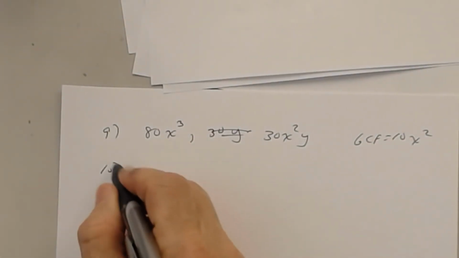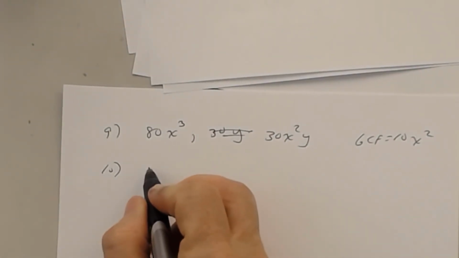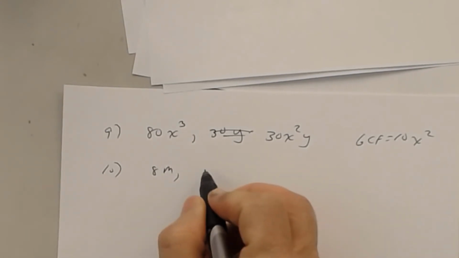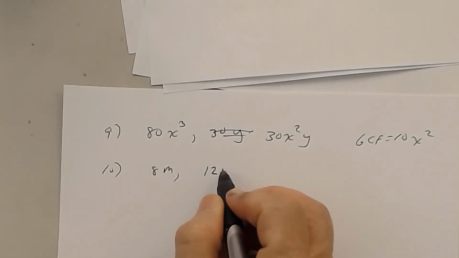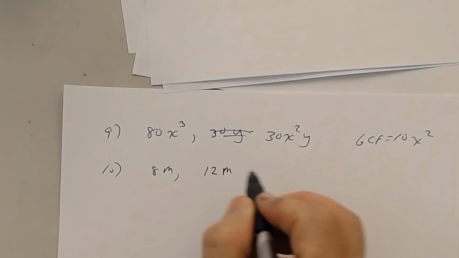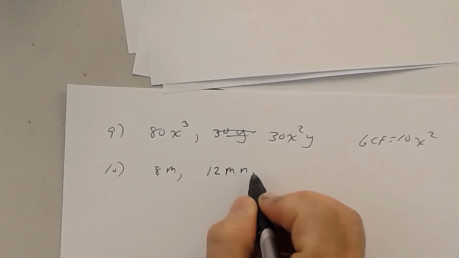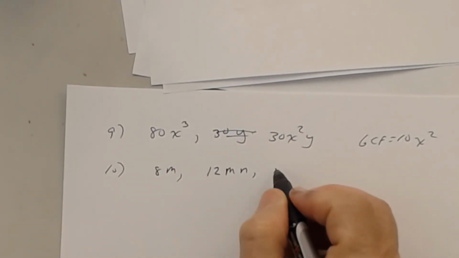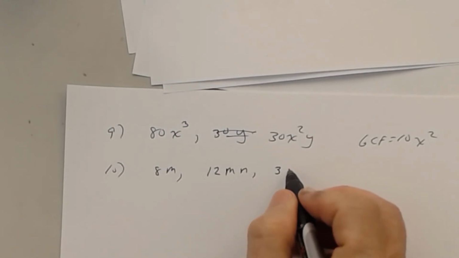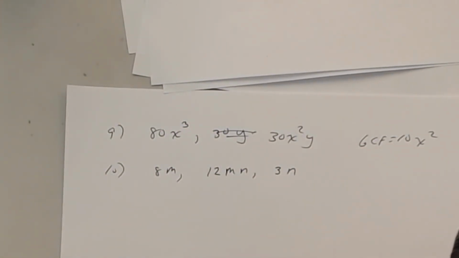What about this, number 10? Suppose I had 8m, 12mn, and 3n. So 8m, 12mn, and 3n.